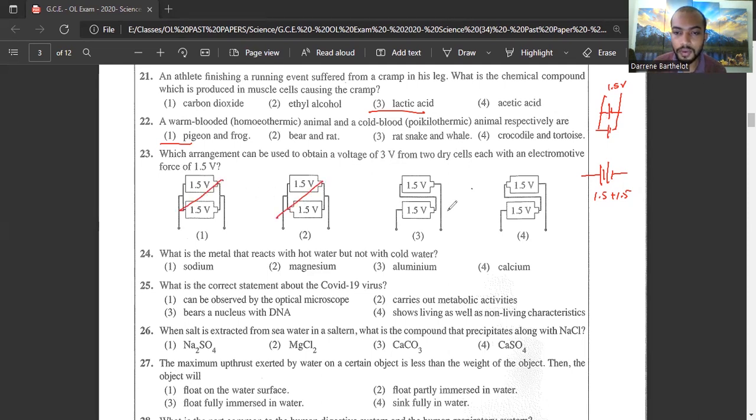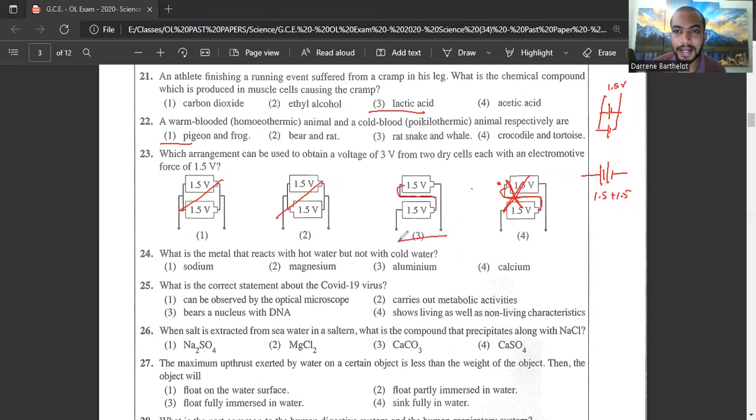When you take 3 and 4, those two are series connected. But in the fourth one, see, the plus terminal is connected to the plus terminal, right? So the voltage will be 0. Why? Because there is plus 1.5 here and plus 1.5 here. So this arrangement will not work. To make the apparatus work, the positive terminal should be connected with the negative terminal.